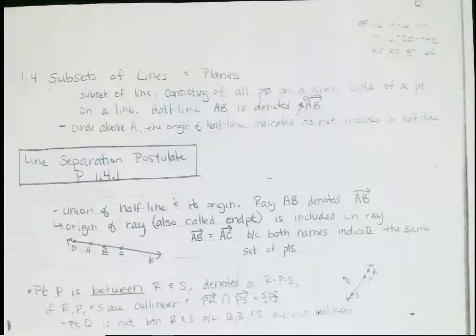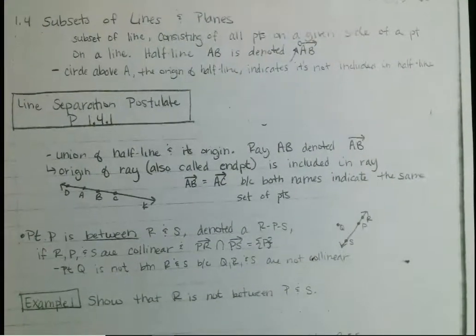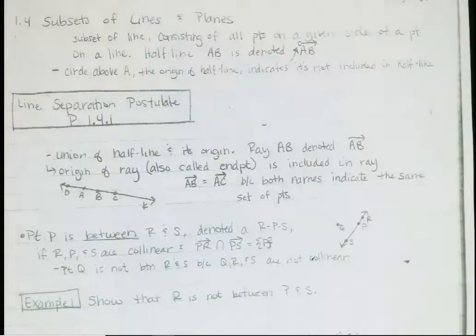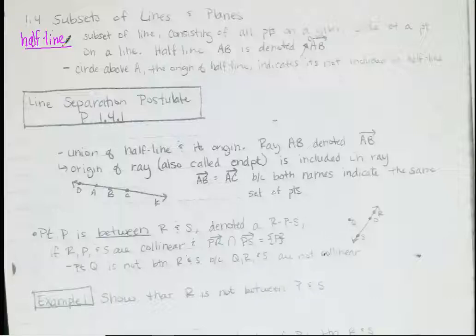Okay, so back to the lesson, 1.4 subsets of lines and planes. A subset of a line, you need a definition here. There's room for us to define the word, and that is a half line. H-A-L-F, I'm getting ahead of myself. A half line is a subset of a line consisting of all the points on a given side of a point on a line.